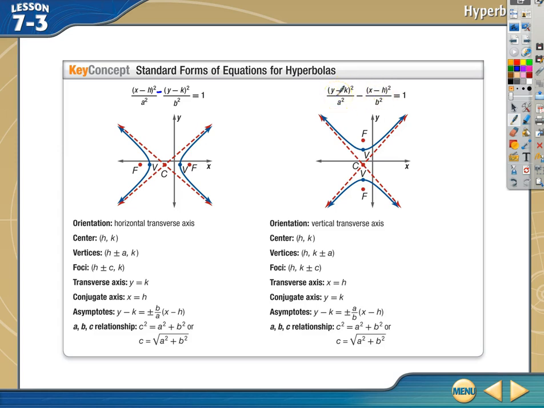And this time, instead of A being the biggest one controlling which way it's going, your A is no longer the biggest one. It's the one underneath the first, whatever comes first. In this case, X comes first. Over here, Y comes first. The reason being is the minus sign makes the difference. So when X is in front, I have a hyperbola that's going left and right. When the Y is in front, I have a hyperbola that's going up and down.